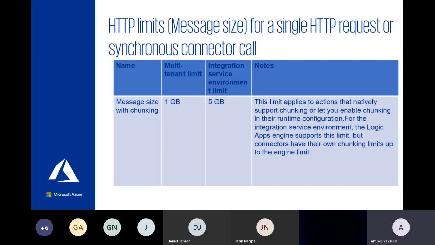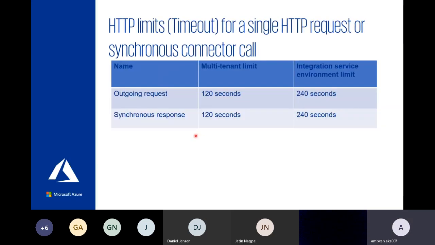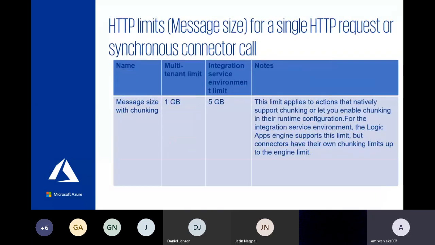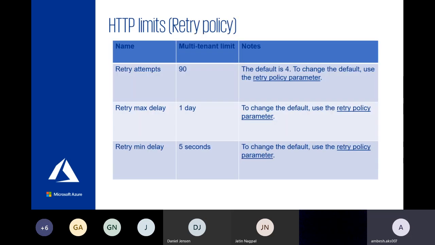Okay, back to the slide. The previous one I talked about would check for the ongoing and synchronous request. For 1 GB data, it goes for the message with chunking. If you're downloading any files, you don't need to download in one go. Maybe you chunk it and download it. For multi-tenant or the consumption-based model, it's 1 GB. But for the integration service environment, the limit is 5 GB, and you can again configure it. You have the possibilities available.